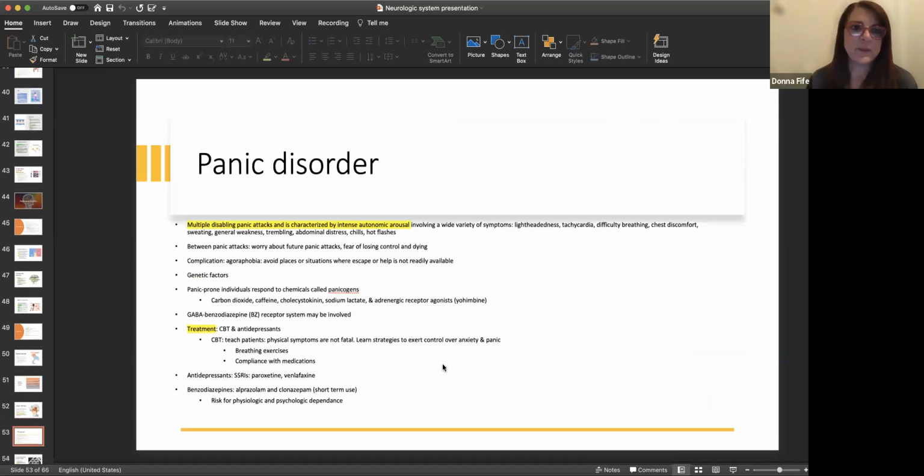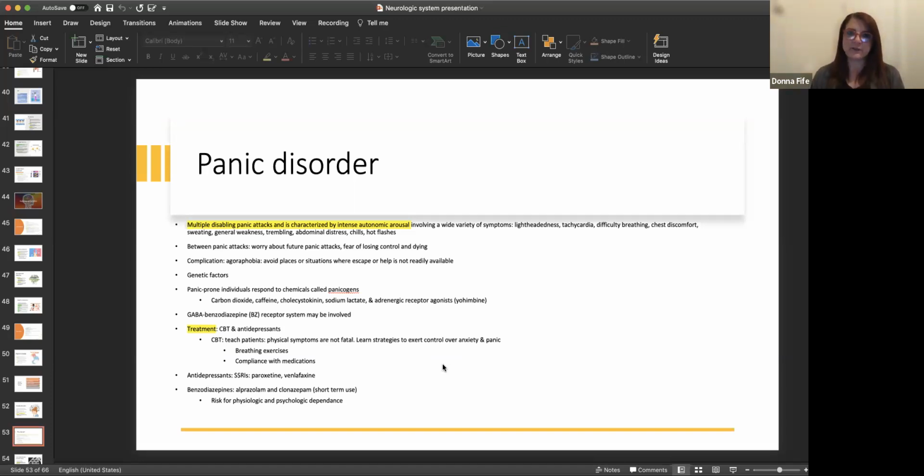Now, panic disorder: there are multiple disabling panic attacks, characterized by intense autonomic arousal involving a wide variety of symptoms, including lightheadedness, tachycardia, difficulty breathing, chest discomfort, sweating, general weakness, trembling, abdominal distress, chills, and hot flashes. Patients, often with that difficulty breathing, chest discomfort, and tachycardia, sometimes might feel as though they're having a heart attack. Between panic attacks, they worry about future panic attacks and fear losing control and dying. A complication is agoraphobia: avoiding places or situations where escape or help is not readily available.